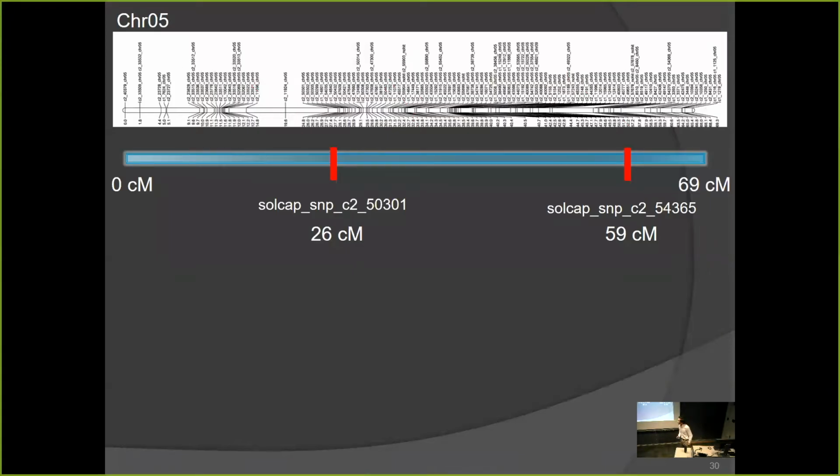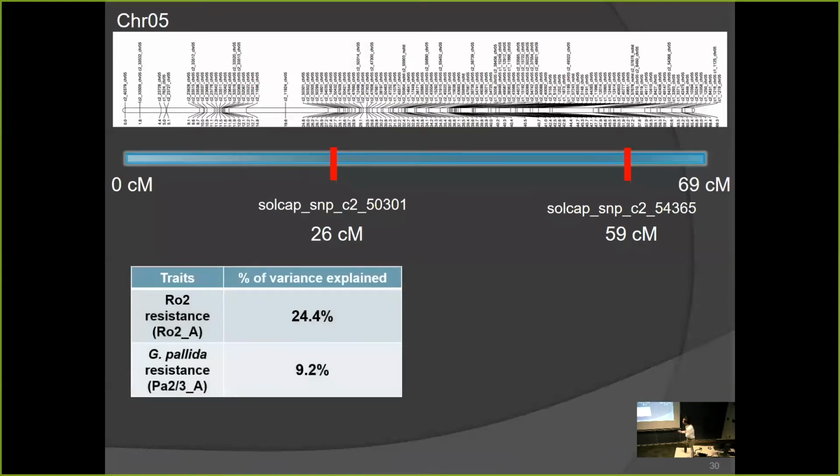So I also checked the percent of variance explained at each position. When I check the R02 resistance at the 26 centimorgan, I'm going to call it R02A for convenience. It shows 24% of variance explained. It's quite high. And when I check the G-pallida resistance QTL peak here, which I'm going to call PA2/3A, this also shows 9.2% of variance explained. Both of them are quite significant.